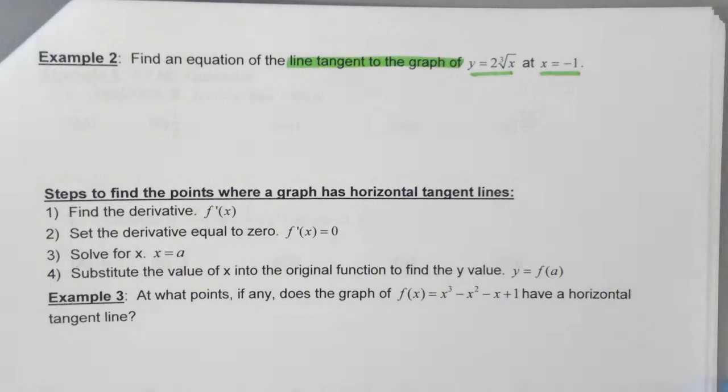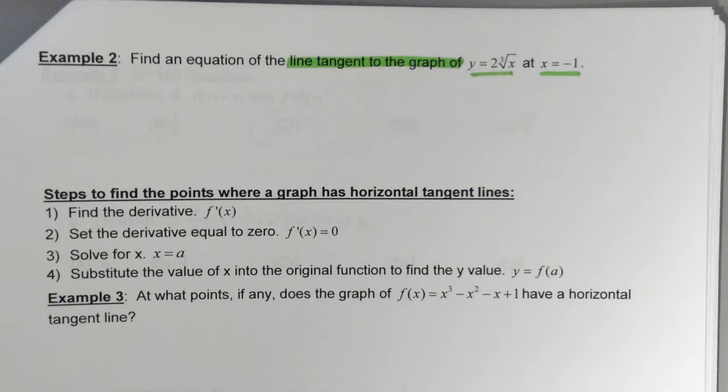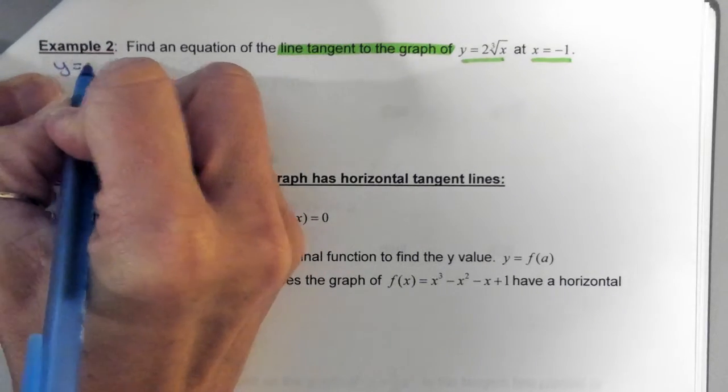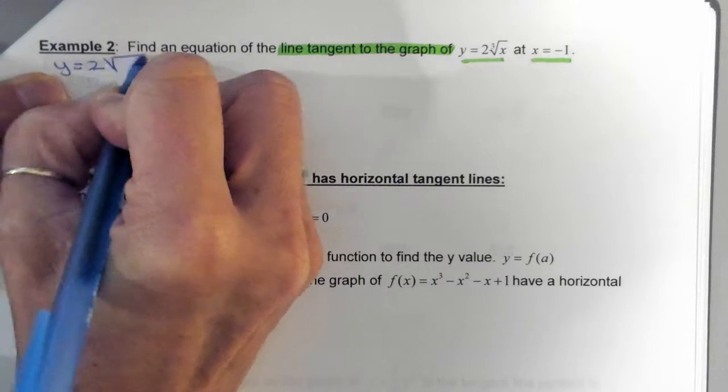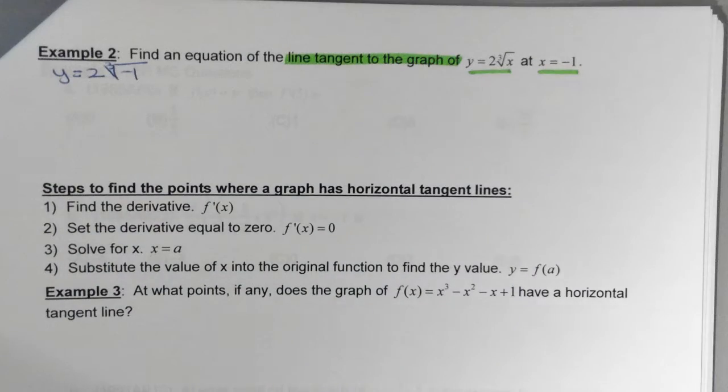Okay, so what are all the things that we need when we're finding an equation of a line that's tangent to the curve? We need a point and slope. Okay, so we have the x value. How do I find the y value? Plug in -1. Okay, so y is equal to 2 times the cubed root of -1. What's cube root of -1?